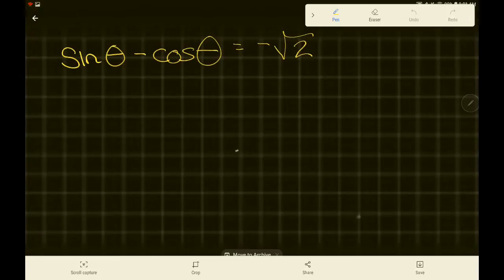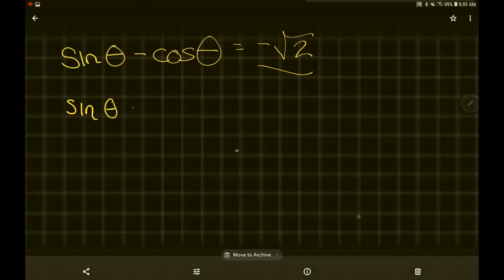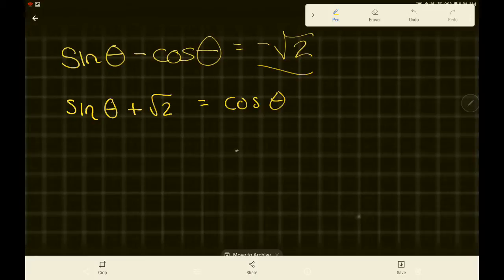We're going to put the two trig functions on opposite sides so we can square both sides and then do a trig substitution. So keep sine theta on the left. Let's put that root 2 on the left also. So it's plus root 2 equals cosine theta. So we just added root 2 to each side, and we added cosine theta to each side. We get sine theta plus root 2 equals cosine theta.